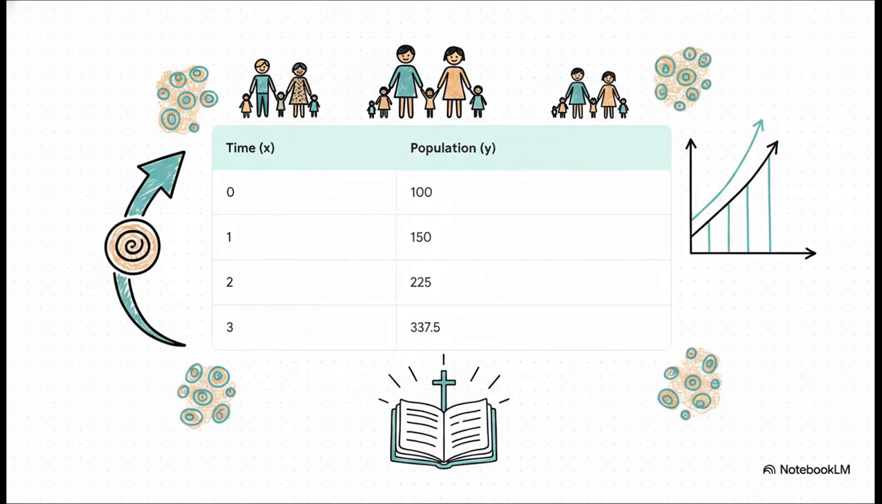Let's look at some actual numbers for population growth. At our starting point, where x is 0, the population is 100. At time 1, it hits 150. At time 2, it's 225. And by time 3, we're up to 337.5.